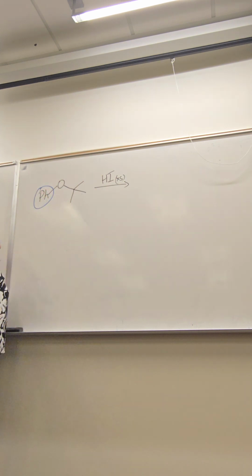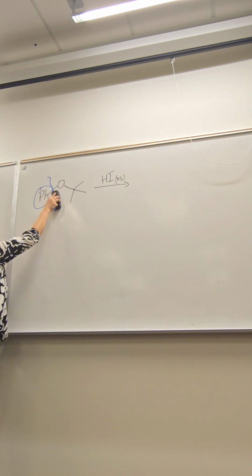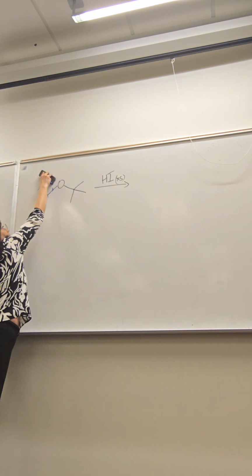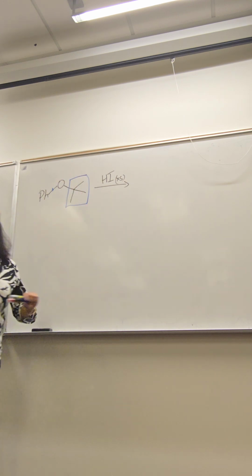Because it's vinylic? The phenyl, not vinylic. Vinylic is for an alkene. This is phenyl, an sp2 hybridized carbon. You cannot do SN1 or SN2 on an sp2 hybridized carbon. So can this bond break? No. That bond cannot break because that carbon cannot do substitution. Can this side do substitution? Yes. SN1 or SN2? SN1.